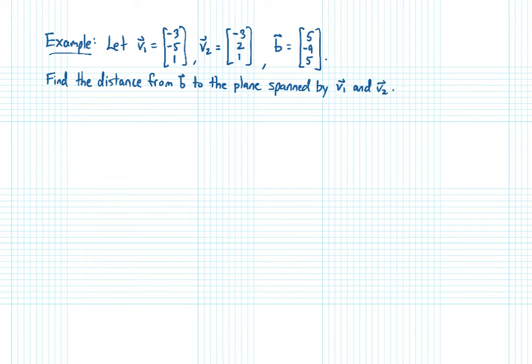Okay, so here's an example of a geometric problem that uses what we've learned. Let's say that we have these vectors, v1, v2, and b, and we're asked to find the distance from b to the plane spanned by v1 and v2.